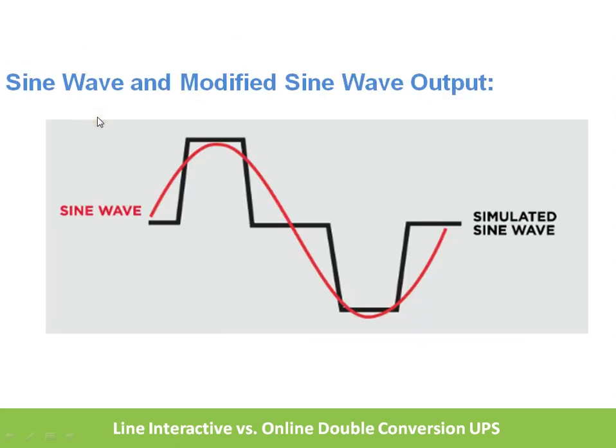Here you can see the difference between the pure sine wave and modified sine wave output. This modified sine wave is also known as a simulated sine wave or quasi sine wave. And this quasi sine wave has a disadvantage: it creates a lot of stress on the power components of the device to which it is connected, and it also generates total harmonic distortion and noise.